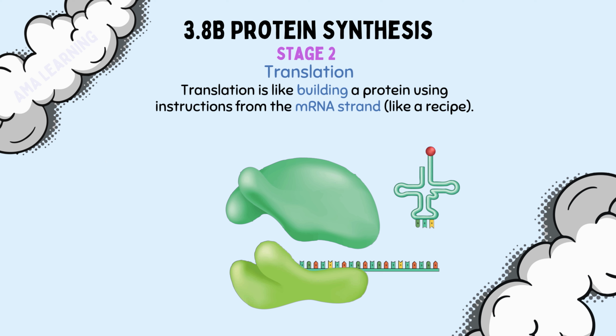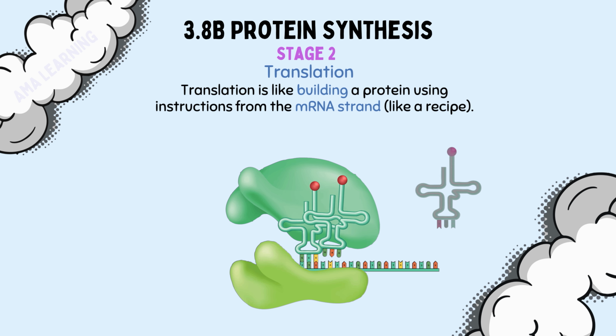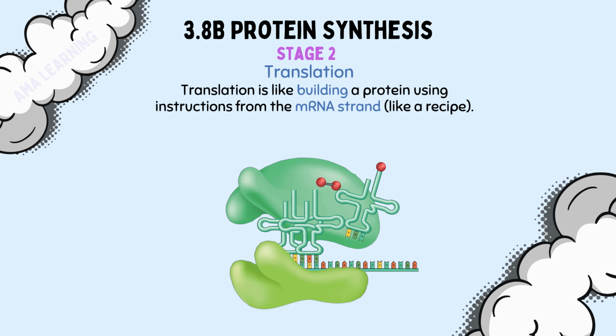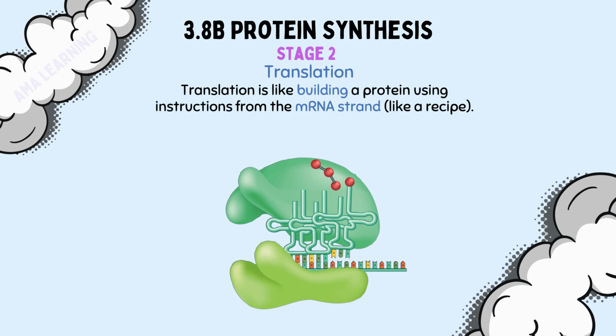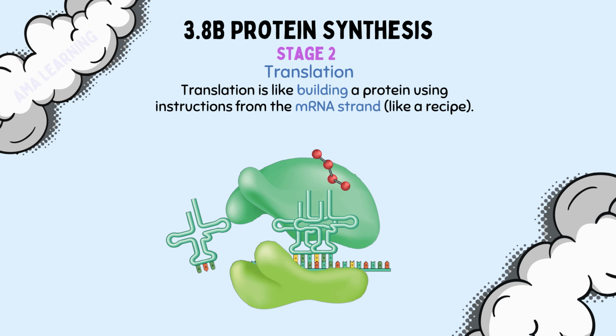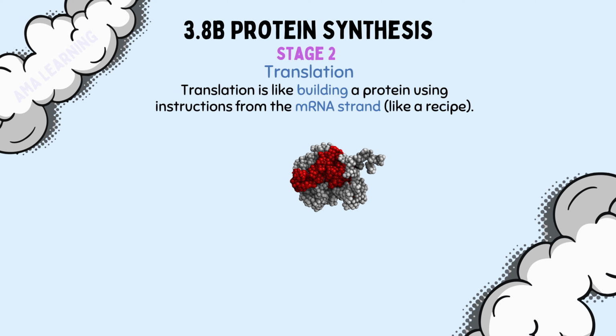tRNA, transfer RNA molecules, act like delivery trucks, bringing the right amino acids to the ribosome based on the triplets of bases, or codons. The ribosome links these amino acids together in the exact order specified by the mRNA, forming a polypeptide chain, a long chain of amino acids. Once the chain is complete, it folds into its unique shape to become a working protein that the cell can use. In simple terms, translation is like following a recipe to assemble the right ingredients, amino acids, in the correct order to cook up a protein.